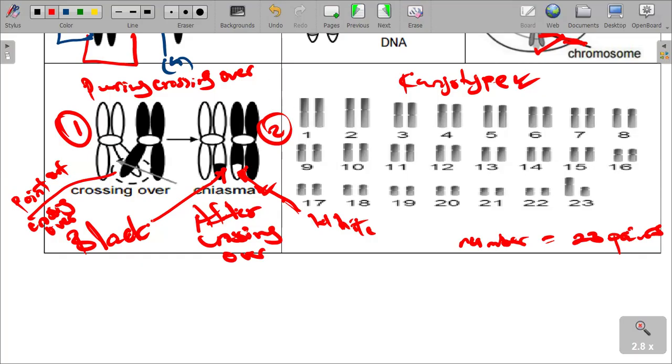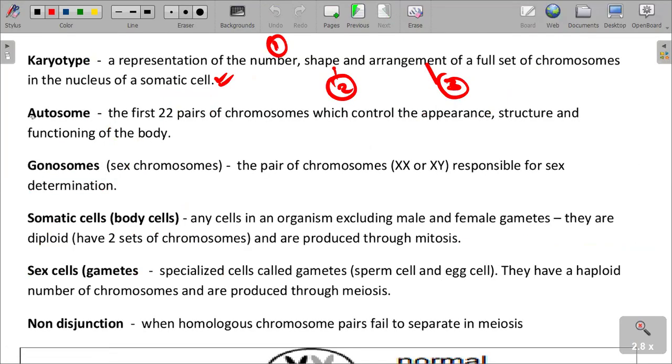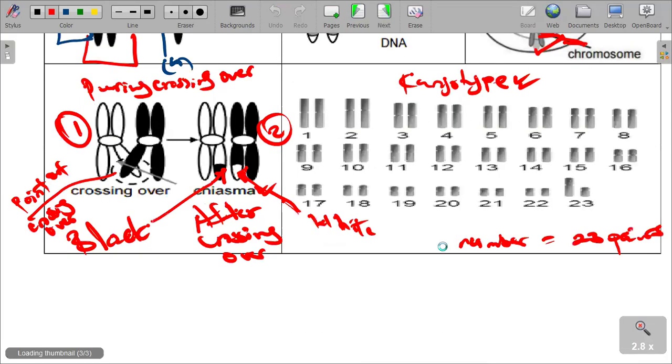Still on the same diagram, we are also supposed to note what are called autosomes. Autosomes are the first 22 pairs of chromosomes on the karyotype, which control the appearance, structure, and functioning of the body. So if you look on this diagram, from number 1 to number 22 is equal to autosomes.